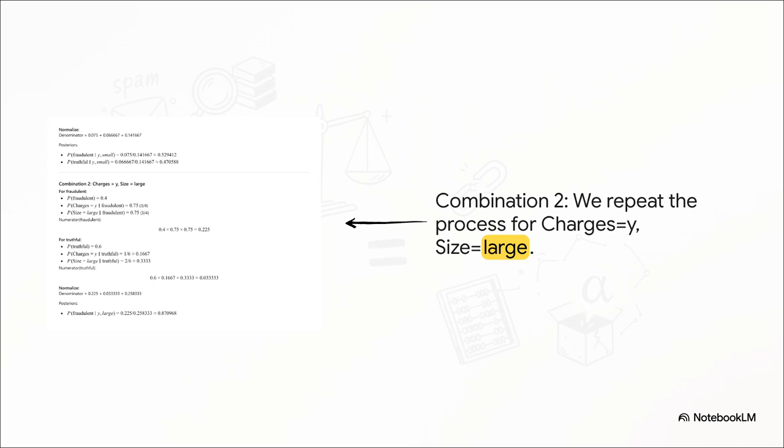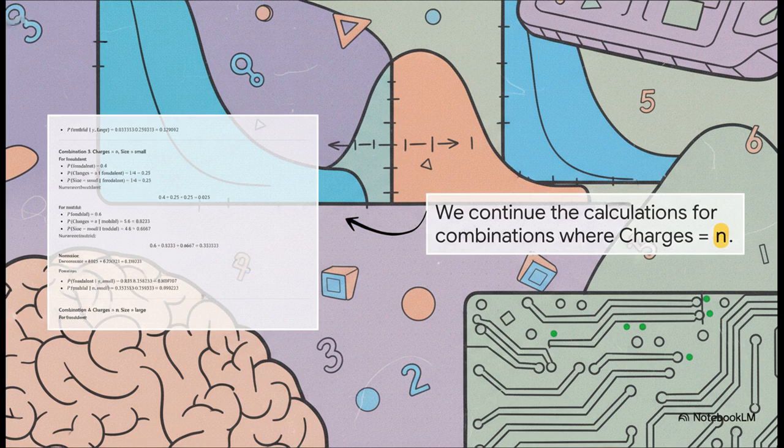All right, on to the next one. This time, it's a large company where charges were filed. You're probably starting to see the pattern here, right? The formula is exactly the same. We're just plugging in the numbers for this new situation. It's this repetitive process that lets the model build a complete picture of our data. And we just keep going. We run this calculation for every single possible combination, including, of course, the cases where no charges were filed at all. This makes sure our model is ready for whatever new data we throw at it.